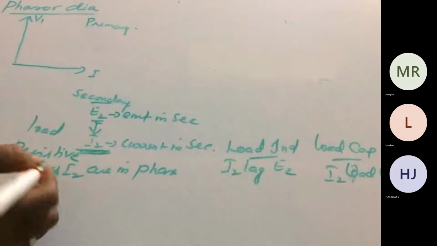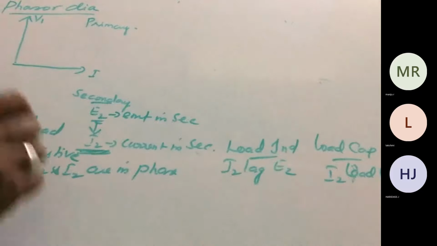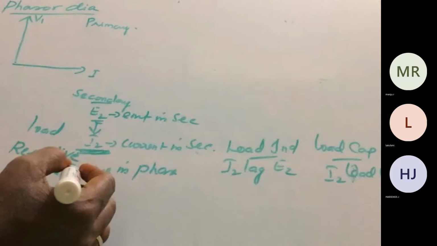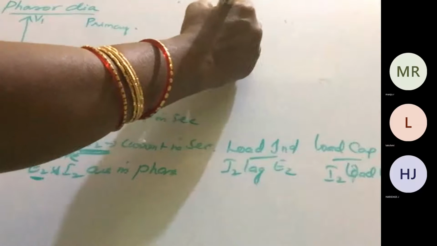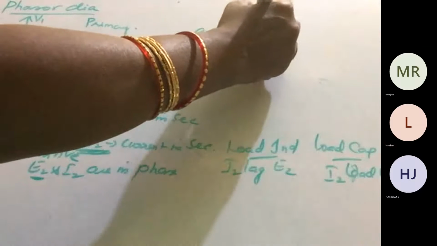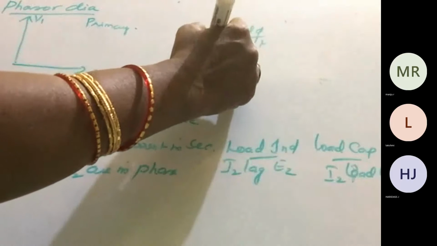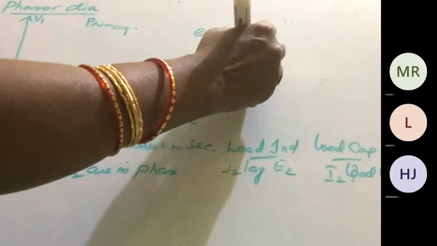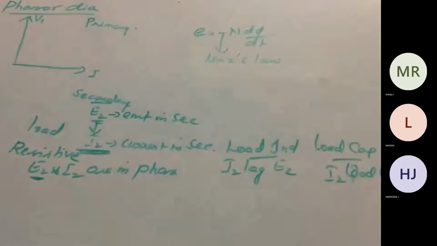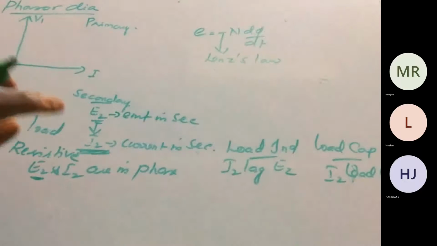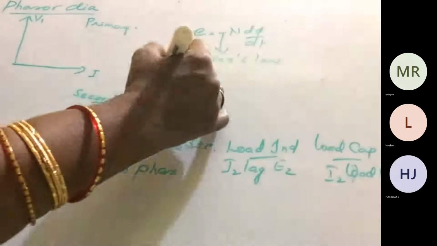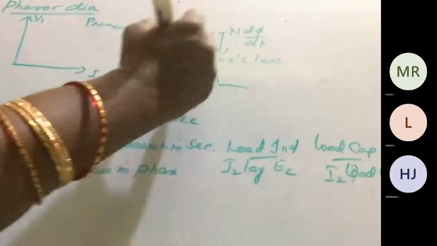That induced EMF opposes the primary voltage. Already we know, as per Faraday's law of electromagnetic induction, E is equal to minus N d phi by dt. The minus sign represents Lenz's law. Lenz's law is nothing but that which opposes the cause of producing it. That is the meaning.